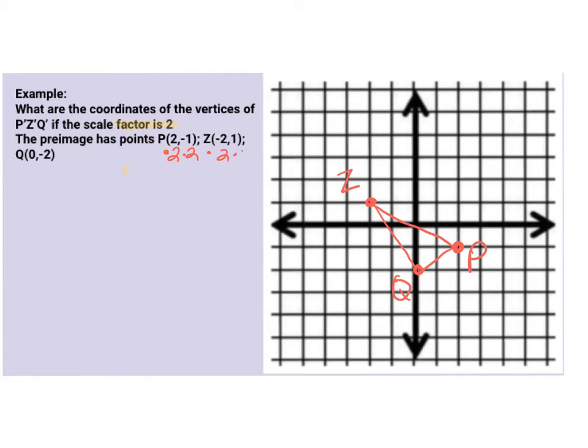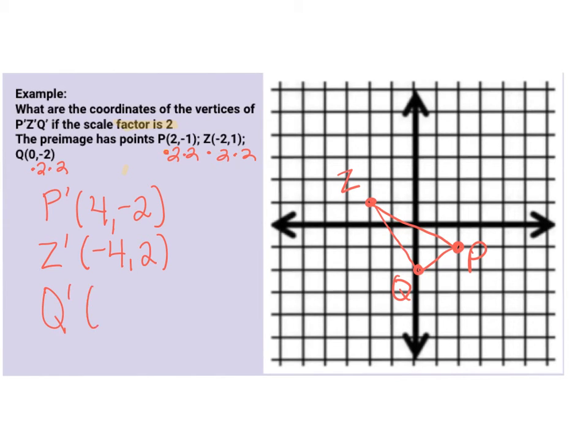And you can do this algebraically, but when you do this, I want you to make sure you write out P prime. So P prime is going to be at 2 times 2 is 4, -1 times 2 is -2. Z prime is going to be at (-4, 2). And Q prime is going to be at (0, -4).